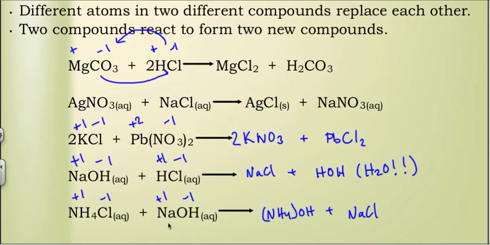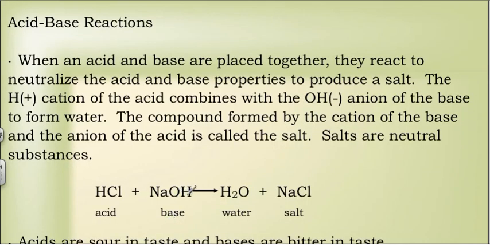So the last couple examples of types of reactions are going to be just examples of what we already know. So acid-base reactions are really just an example of a double replacement reaction. And what we want to know is that when an acid and base are put together, what it ends up producing is water, always, and some kind of salt. The positive cation of the acid always is going to combine with the OH negative of the anion of the base to form water. What we end up doing is forming a neutral substance that is the salt.